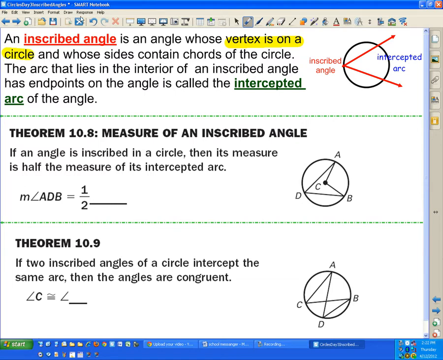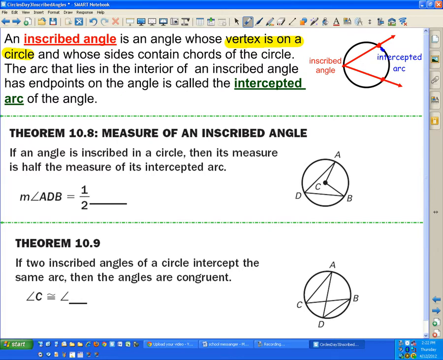That's the difference between inscribed and central. The sides of the angle are chords of the circle, and so these are chords, and they can go on forever, or they can stop at the end of the circle, it doesn't really matter. The arc that lies on the interior of an inscribed angle, its endpoints are called the intercepted arc. So basically what we're saying is from this point here down to this point we have an intercepted arc.